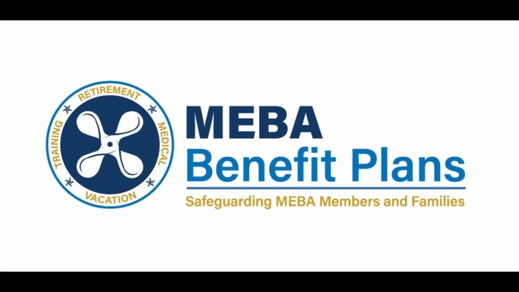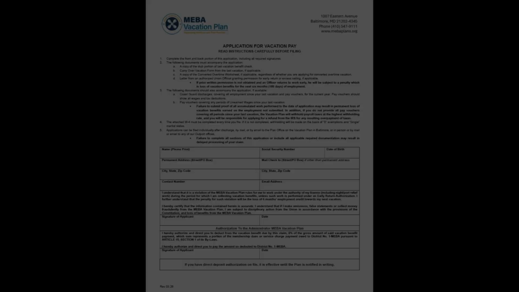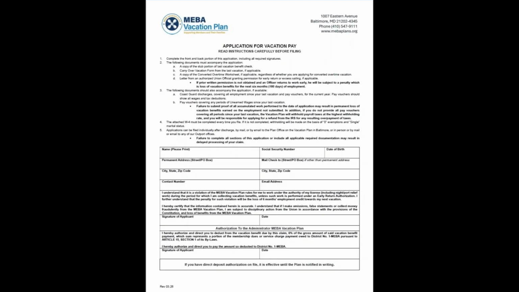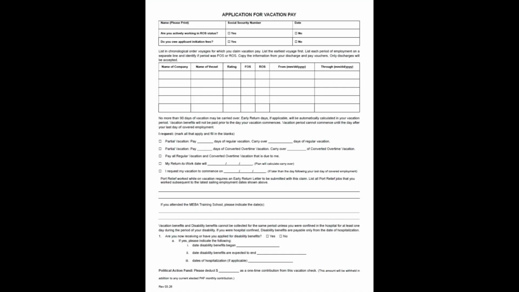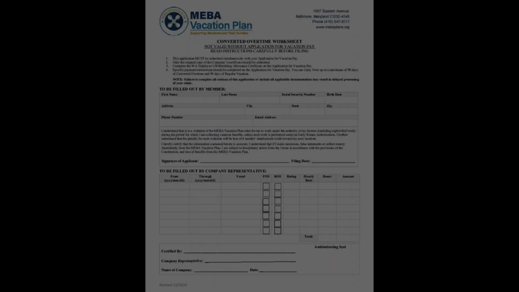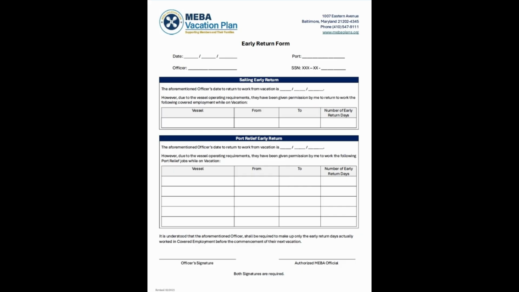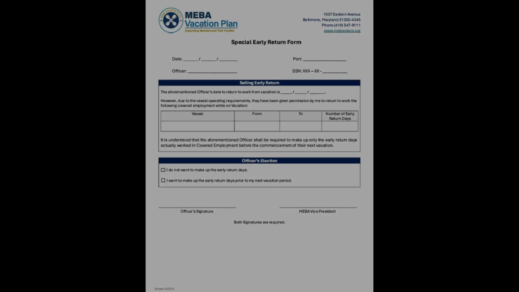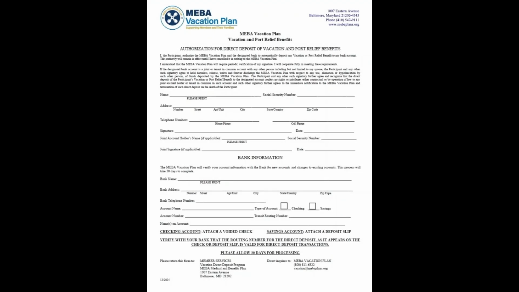filing for vacation. The first form that will always be required is your application. The application form will include both pages of the application as well as the W-4 form and the instructions on how to complete the W-4 form. Other forms that you may need to complete to submit prior or with your claim could include the converted overtime worksheet, an early return form, a special early return form, or an authorization for direct deposit form.